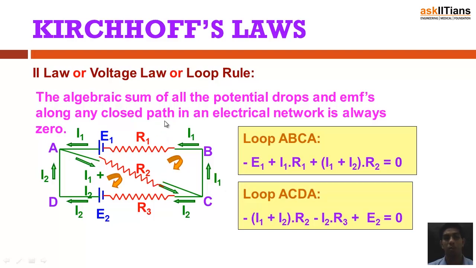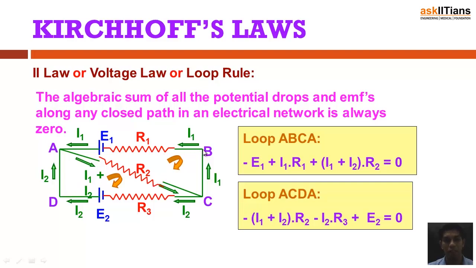Again, I would like to repeat it: the algebraic sum of all the potential drops and EMFs along any closed path in an electrical network is always 0. Now, why is that the case? If I move from point C to B to A and back to C, or any other way, that is, if I have a closed path. There are many possibilities of a closed path. Starting from point C, I can come back to C via A or via D.